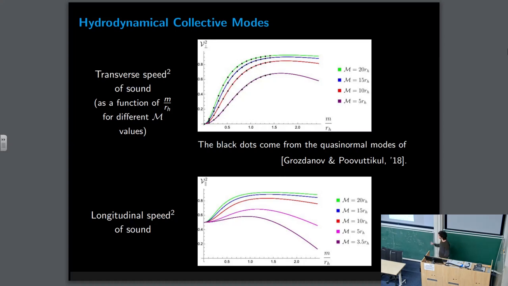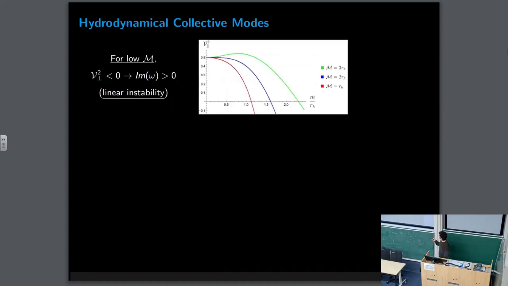we still have a sound mode in the longitudinal sector. However, when we consider low values of the Rg scale, we see that the speed squared becomes negative, and so we have a linear instability. So I've just noticed that, I mean, this applies to all the speeds, but here I'm showing the longitudinal.